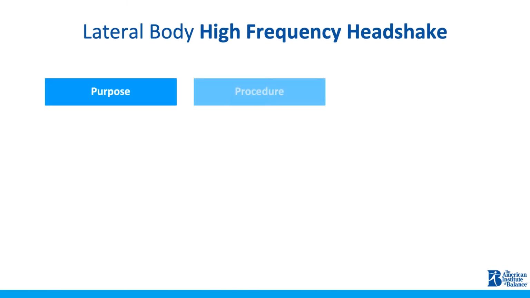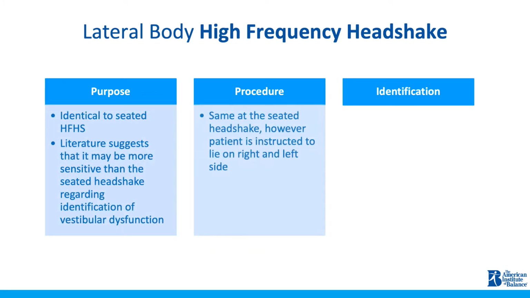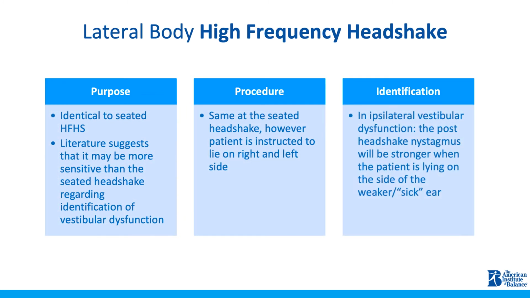Alright, moving on to the lateral body high-frequency headshake. This test is completed in the same manner as the seated high-frequency headshake. However, instead of the patient being seated, the headshake is completed in the body left and body right positions. This test is theorized to be more sensitive in identifying unilateral vestibular dysfunction than the seated headshake.